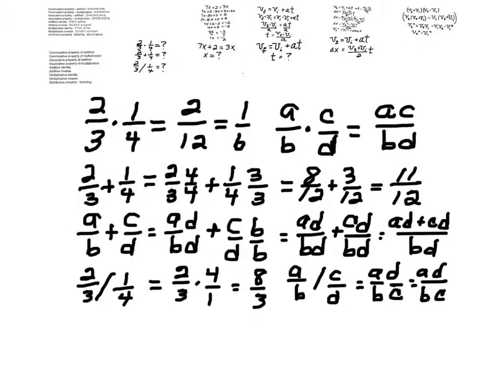And we get CB over BD. So we have a common denominator, BD. We just add the two top parts. So the answer is AD plus CB over BD. Did you get that right? I hope so. That's if you did it.